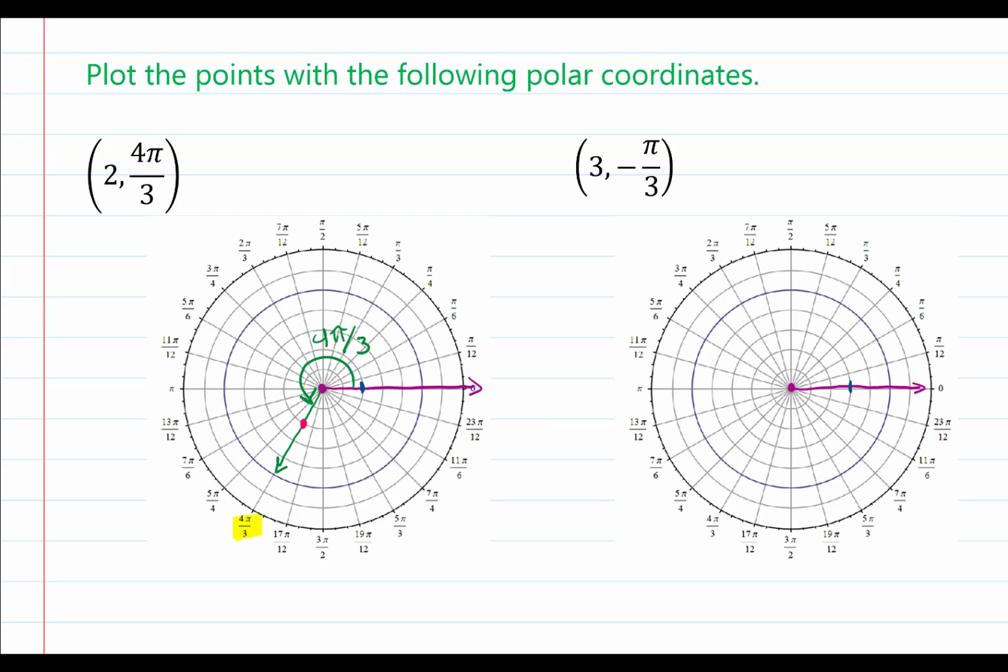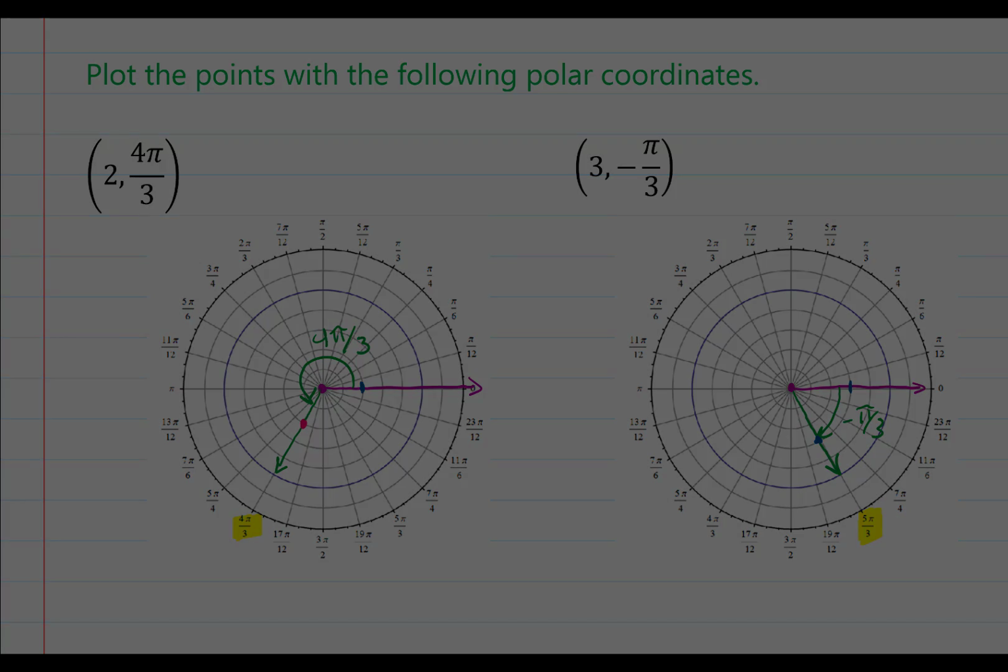So I'm going to rotate clockwise pi over 3, which actually puts me at an angle of 5 pi over 3. Now I'm going to go ahead and draw my terminal side for this angle and identify the angle. So this is negative pi over 3. And then I'm going to put my point on the ray 3 units from the pole, which would be right here.